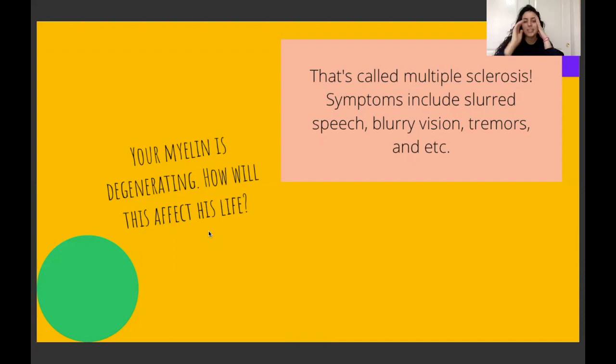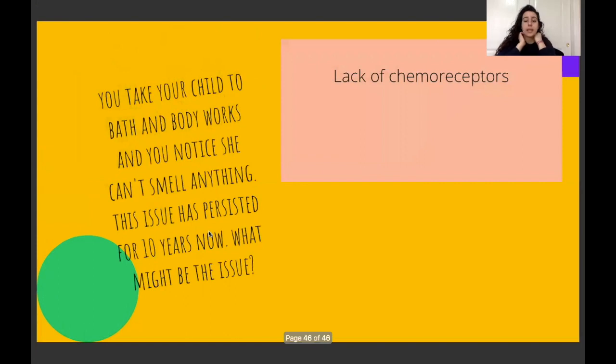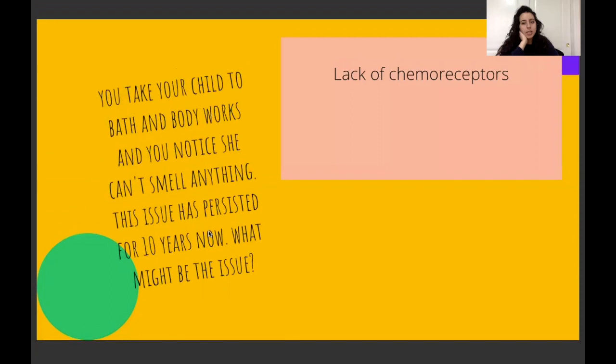Okay, oh, just kidding, one more question. You take your child to Bath and Body Works and you notice she can't smell anything. This issue has persisted for 10 years now. What might be the issue? So it's with a specific type of chemoreceptor that is associated with your olfactory system, aka your ability to smell. So yes, that would be a lack of chemoreceptors. And that's actually the last question.